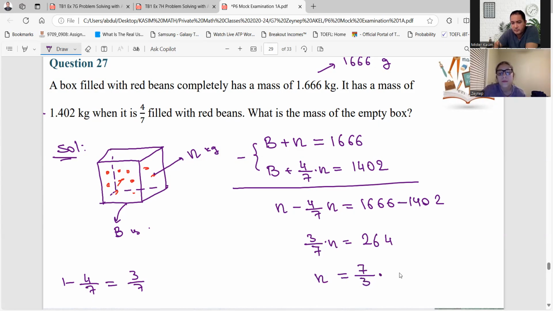7 over 3 times 264. So that is the same thing as 7 times 264 divided by 3. If you have a calculator, you can use a calculator, because now we are trying to learn how to solve the problem, not calculation. Can you simplify this fraction and tell me the answer? What is n?